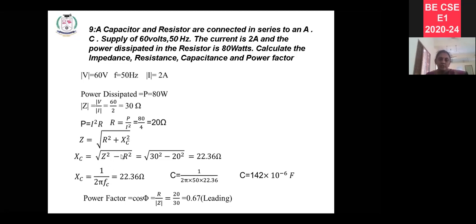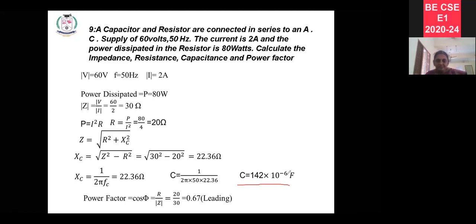Clear? XC value is 22.36. You've got 22.36, and from that you can calculate the capacitance. Capacitance value is 142 into 10 power minus 6. You can write it as 142 microfarad also.